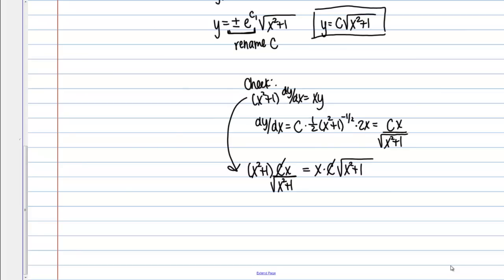Okay, so let's do some rearranging. I've got a c on both sides, so I can cancel those out right off the bat. Then I can multiply the square root of x squared plus 1 to the other side, so that I have x squared plus 1 times x equals x times the square root of x squared plus 1 times the square root of x squared plus 1. These x's cancel, and I can see from here that this is going to work, right? That this is a true statement. So we have actually found the solution.